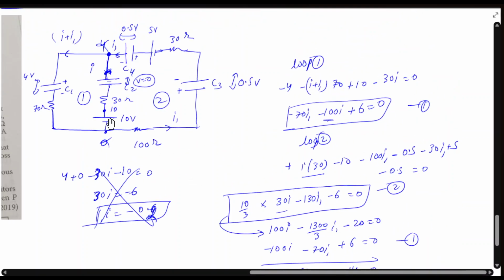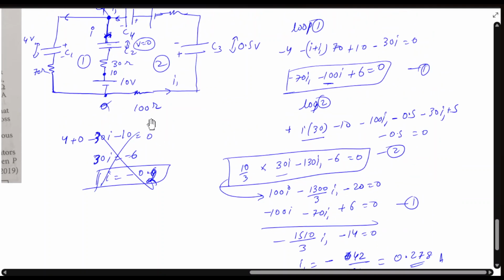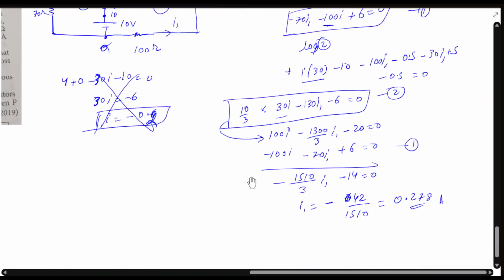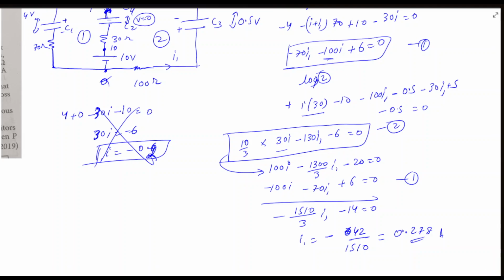Okay. Now, but we need I, right? So we need I. So if you put this value I1 in an equation, let's put it in here. So it will be 0.0278. So let's put this value in equation 1. So it will be minus 17 to minus 0.0278 minus 100i plus 6 equals to 0.